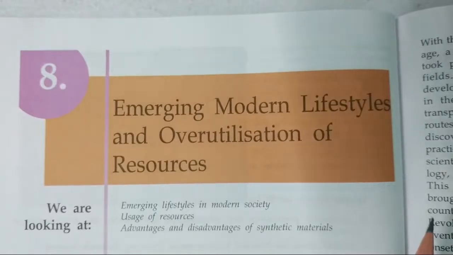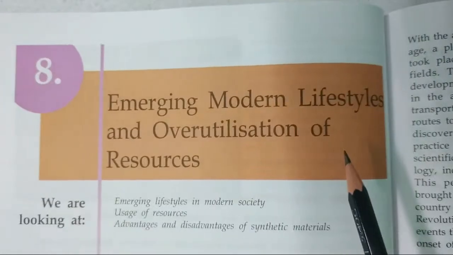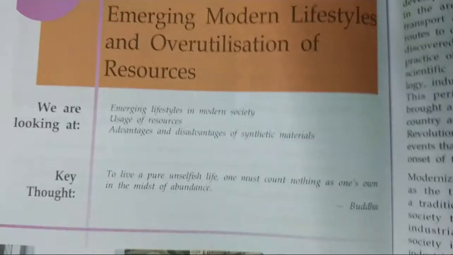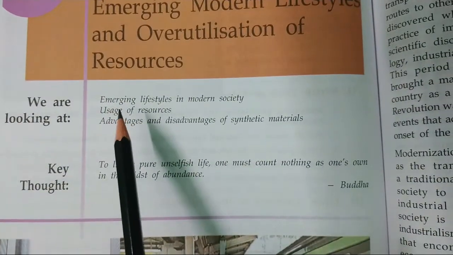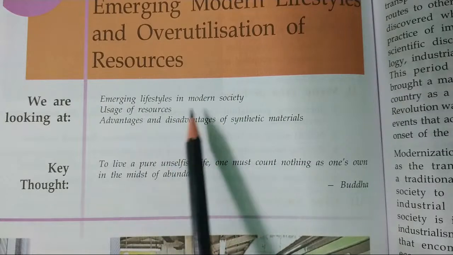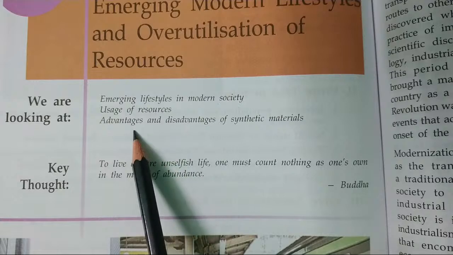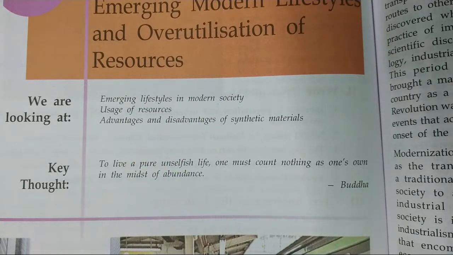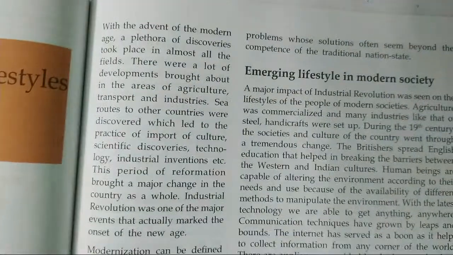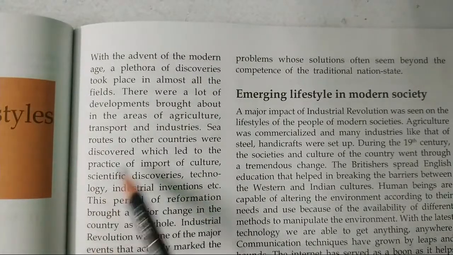Explanation: emerging modern lifestyle and overutilization of resources. In this, we will read about the lifestyles in modern society, how, due to the modern lifestyle, we use resources, and what the advantages of synthetic material are. When there is a modern lifestyle, the resources available to us are used.